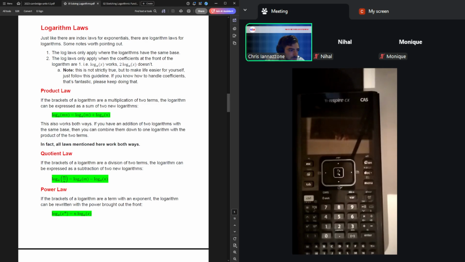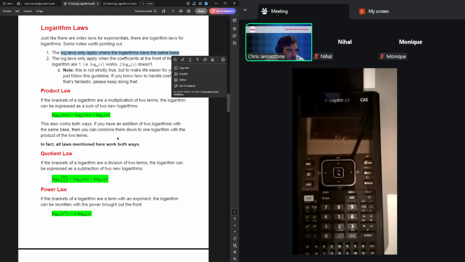So the product law basically means if I have an addition of two separate logarithms with the same base, then I can replace that with a single logarithm with the same base that has the product of each of those terms in the bracket. M times n goes in there. Similar with the quotient law, if there's a subtraction between them, it becomes a division instead.